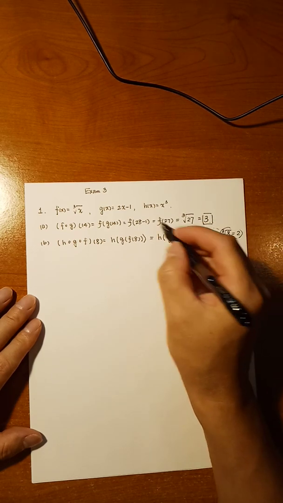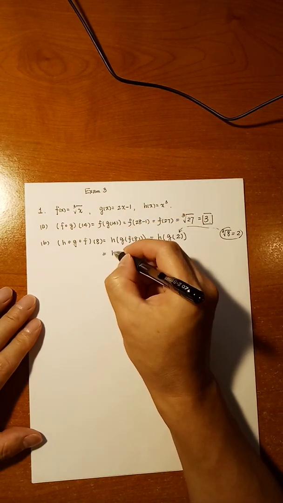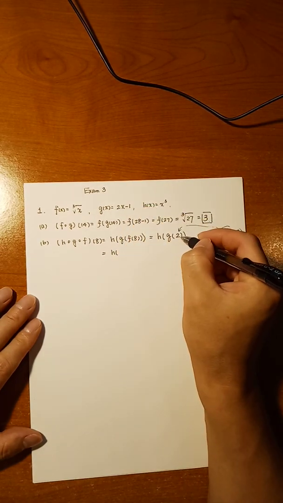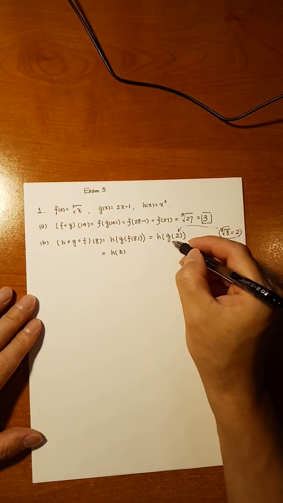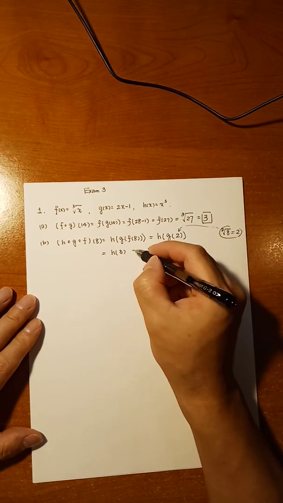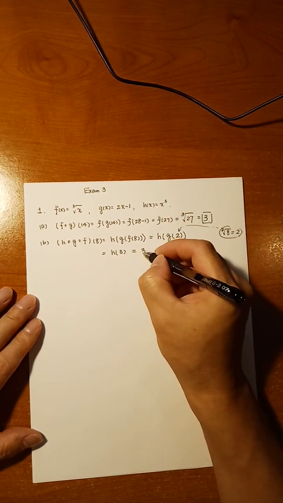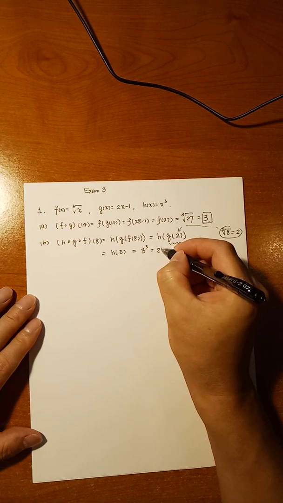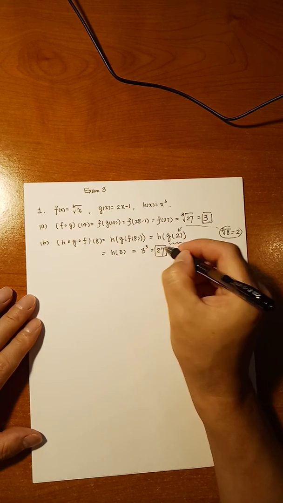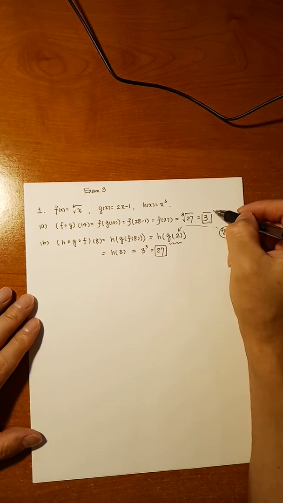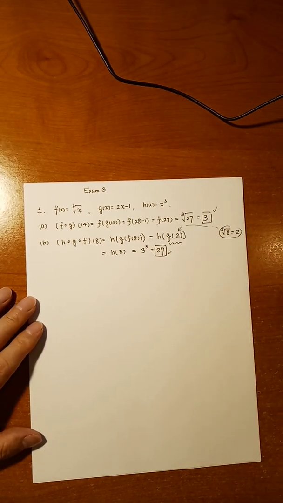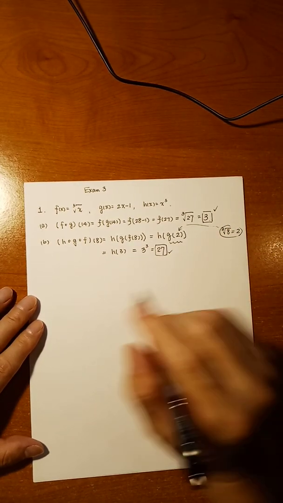And then g of 2. g of 2 is 2 times 2 is 4. 4 minus 1 is 3. So g of 2 is 3. h of 3 is 3 cubed. 3 cubed is 27. So the answer is 27. So you have 3 and 27 for the two expressions. Okay.